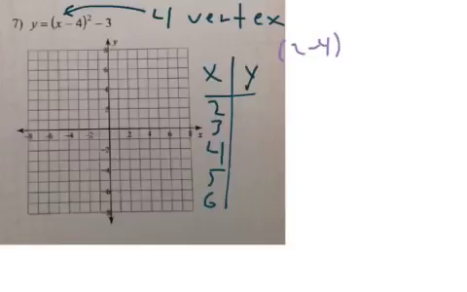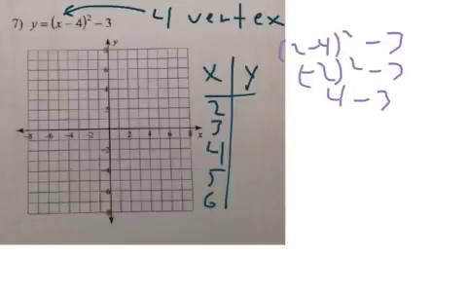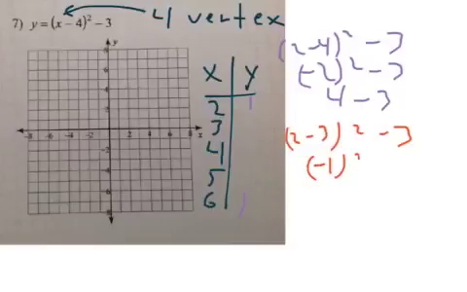2 minus 4 squared minus 3. That's negative 2 squared minus 3. That's 4 minus 3, which is 1. That means 6 is 1. Symmetry, right? Let's go ahead and do the 3. 2 minus 3 squared minus 3. 2 minus 3 is negative 1 squared minus 3. That's 1 minus 3. That's negative 2. That means 5 is negative 2. Symmetry. And finally, the vertex.